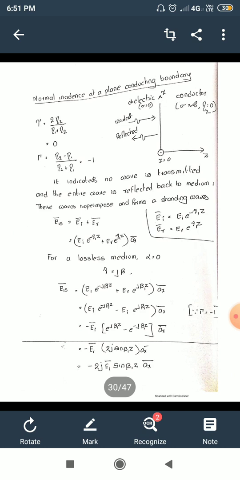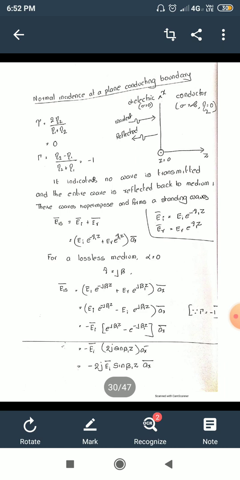Now, we have already completed normal incidence at a plane dielectric boundary. Now we are taking normal incidence at a plane conducting boundary. So one is the dielectric medium and the other one is the conducting medium.